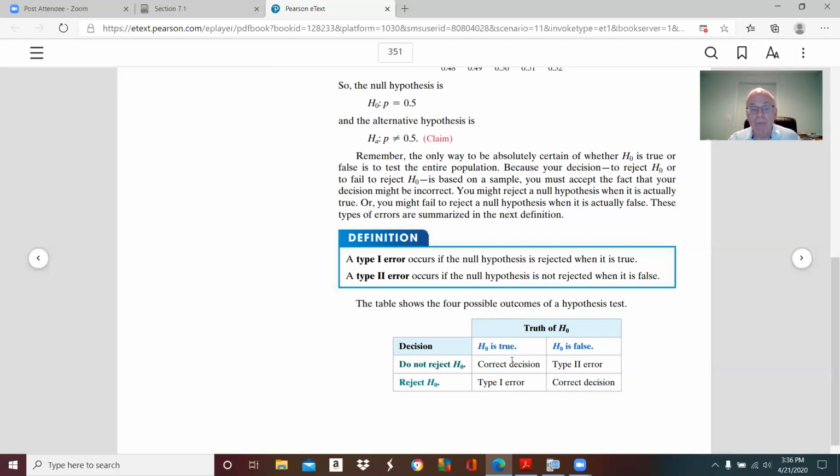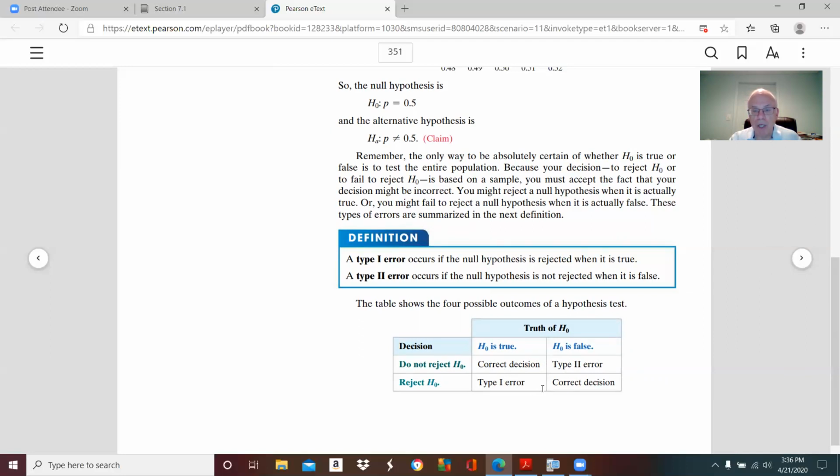On the other hand, if we do not reject the null hypothesis, and the null hypothesis is actually true, then we made the correct decision, right? But if we did not reject the null and the null is actually false, that's the type 2 error here. All right, so those are the 2 types of errors.